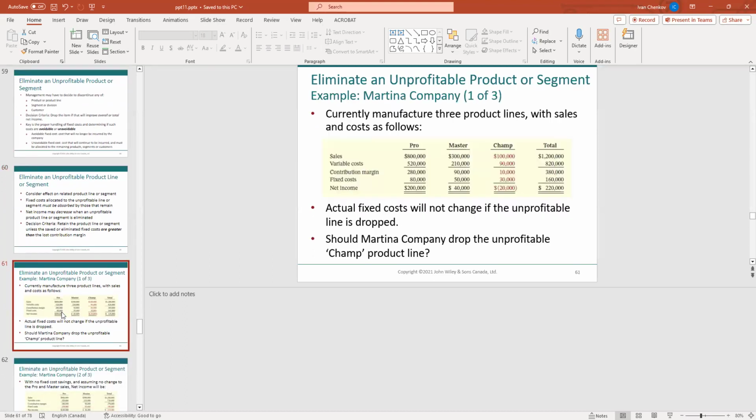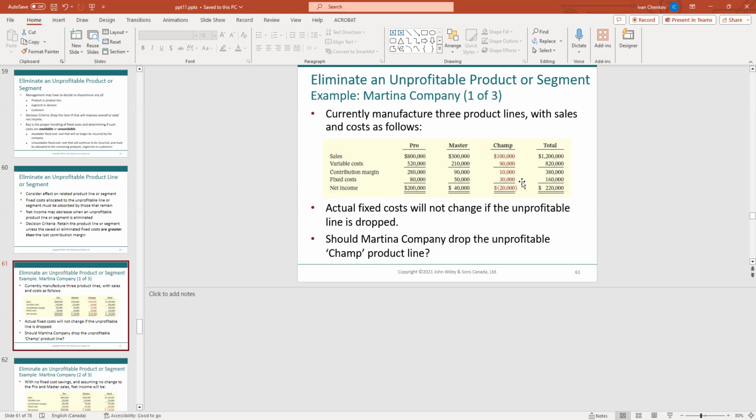So let's see how we're going to apply this. We have three divisions: Pro, Master, Champ. Total, we're making sales of $1,200,000. Variable cost that much. Contribution margin from all three products in total is 380. Now, let's see contribution margin per product. Pro generates $280,000. Next is Master, generating $90,000. Champ, only $10,000.